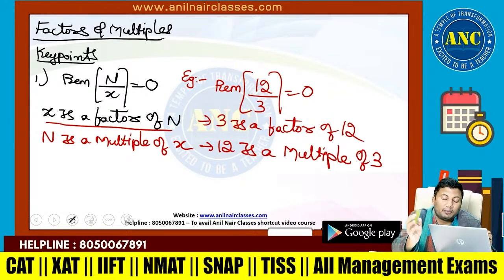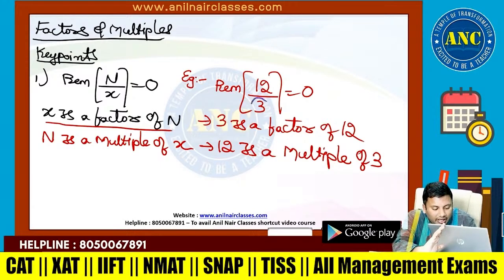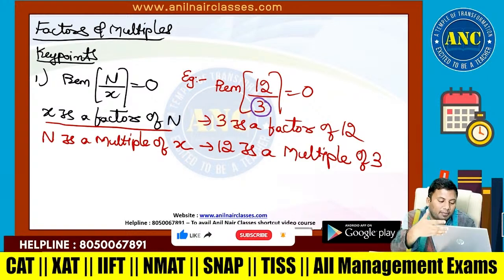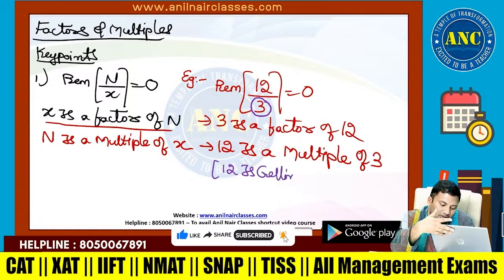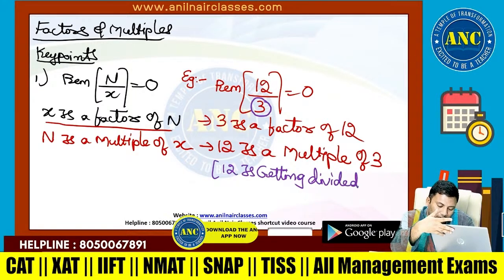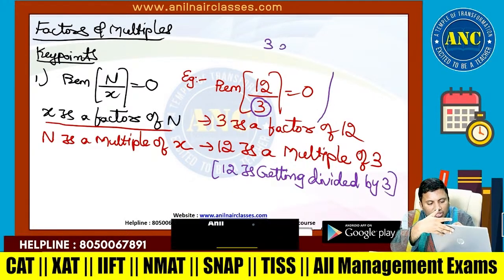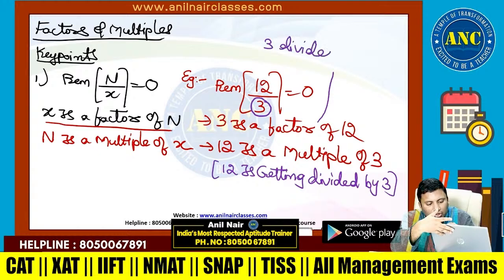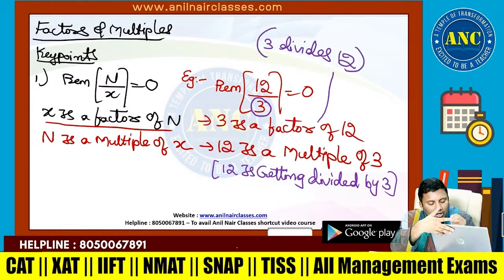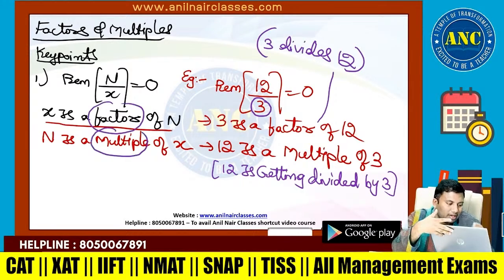12 when divided by 3, remainder 0. 3 is dividing 12, right? Or 12 is getting divided by 3. Anything which is getting divided by another number, that number is called a multiple. 3 divides 12. So that is the definition of a factor and the definition of a multiple.